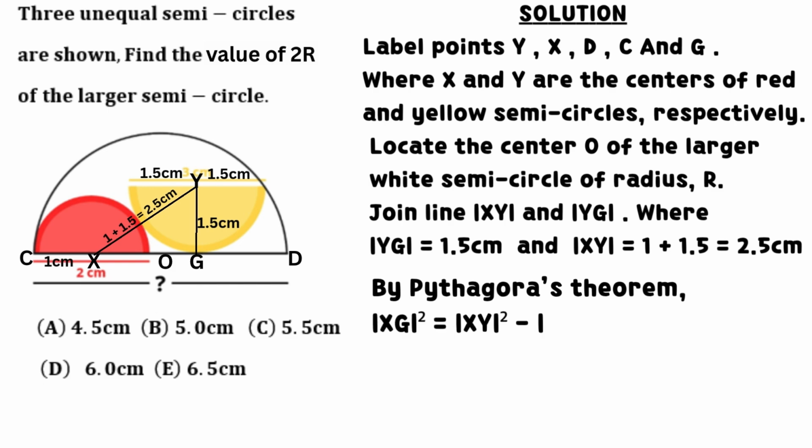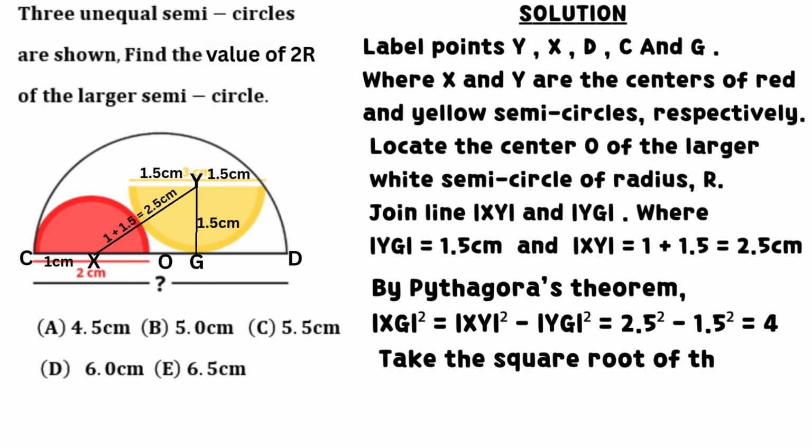By Pythagoras theorem, the square of XG equals the square of XY minus the square of YG, which equals 4. After substitution and simplification of values, take the square root of the equation. This implies that XG equals the square root of 4, which equals 2 cm.